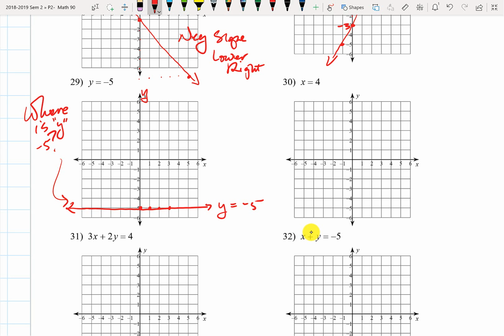Same thing in here. You got to figure out where is x equal to 4. So you look at the x-axis, which is this horizontal axis here, and here's 4. So x is equal to 4 here. 4, 1, x is equal to 4. 4, 2, 4, 3, 4, 4, 4, 5. X is always equal to 4 on a vertical line passing through 4.